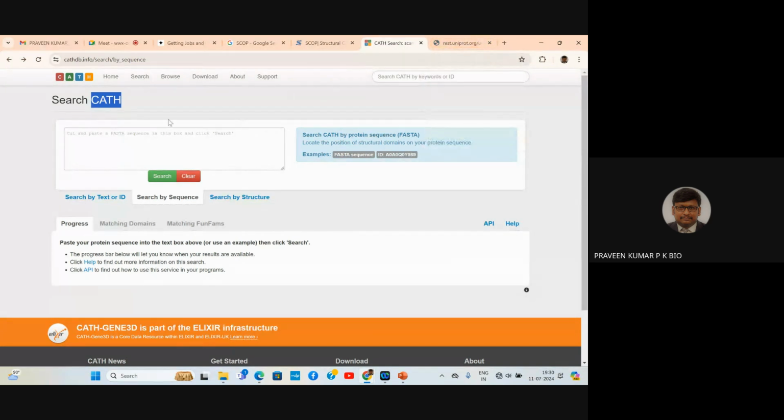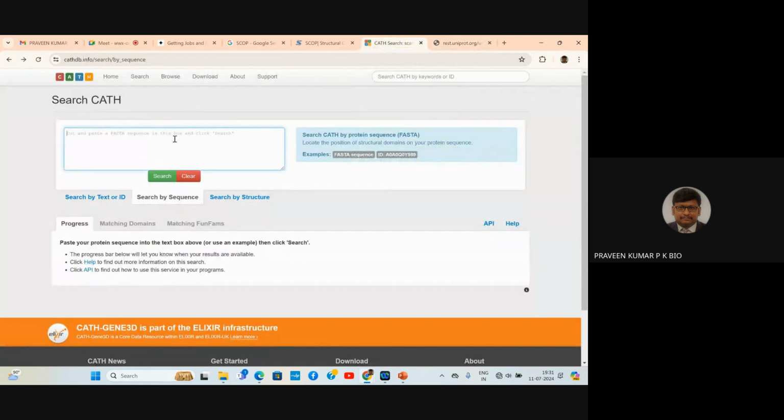Now let me take you to the illustration of the CATH database. This is the second database. We call this Classification, Architecture, Topology, Homology. Classification, Architecture, Topology, Homology. Through that, the proteins are classified. I mean, the domains or proteins are classified through domains.